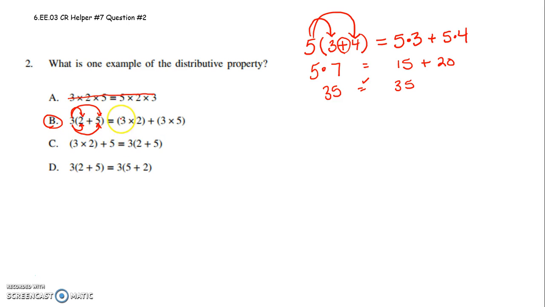Now your 3 might be an A. Your 2 might be a B. Your 5 might be a C, and that's okay. It's the same idea. Even if it's a letter, you distribute it through. Multiply it by each piece. I hope that helps.